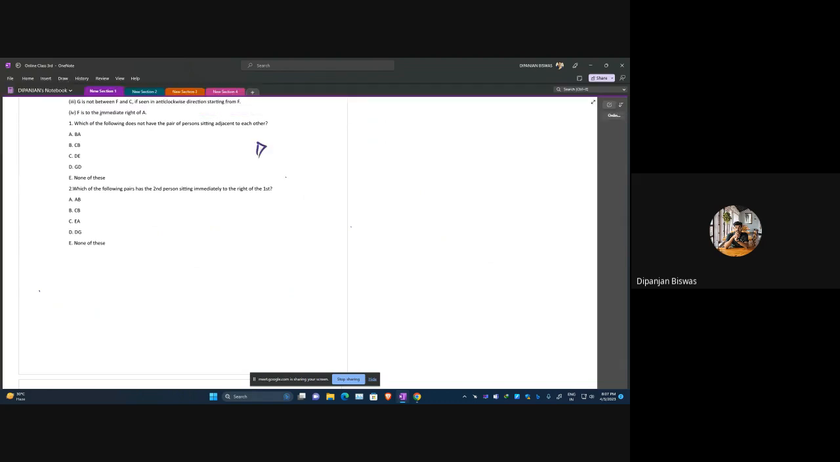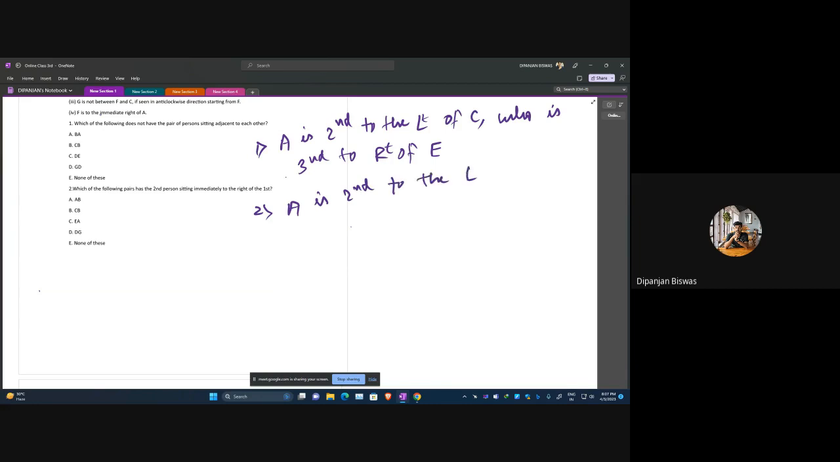Let us take again two statements. A is second to the left of C, who is third to the right of, let's say, E. Okay. In statement number 2, A is second to the left of C and is third to the right of E. Okay.